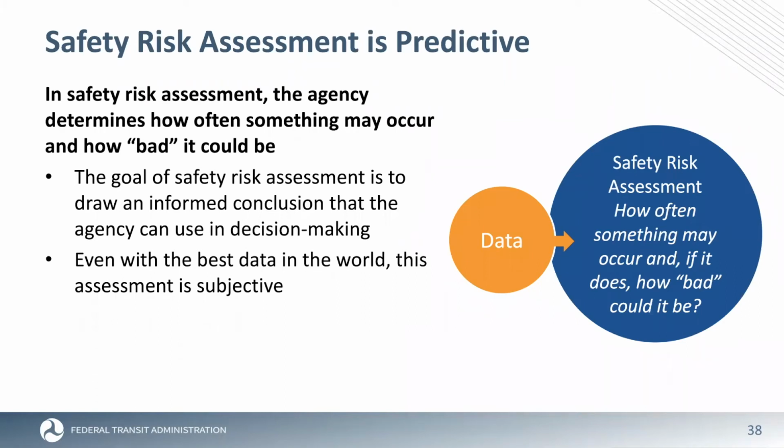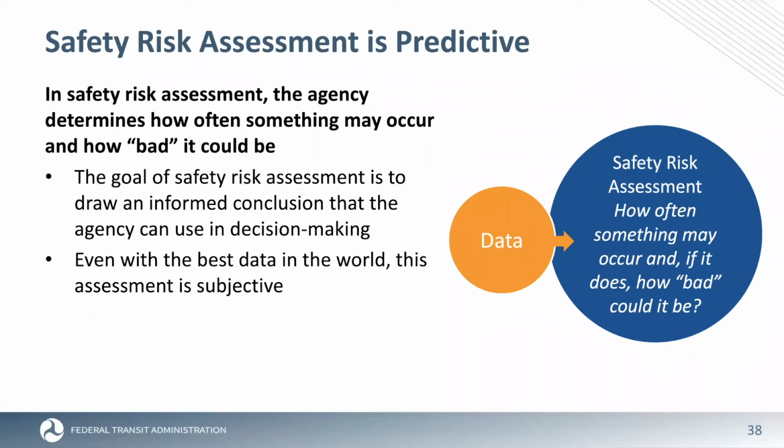So our goal of safety risk assessment, and we talked about this, we're trying to determine how often something could happen, how bad it could be. So that means we're using the available data, the available information to draw an informed conclusion. And this informed conclusion can help our agency, and our agency can use that in its decision making. So in thinking about it that way, regardless of how much data, how accurate our data is, this effort is predictive. We're trying to determine how often something could happen in the future and how bad it could be.